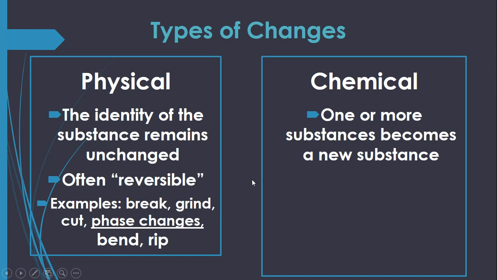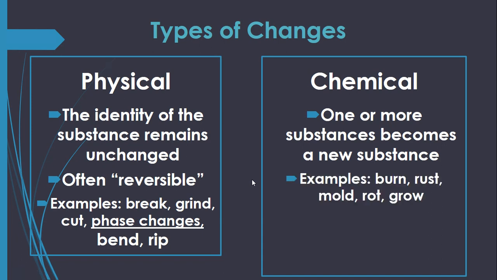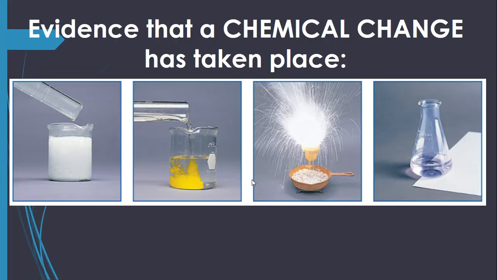All right. Chemical changes are when a substance becomes a new substance. Examples are burning, rusting, molding, rotting, growing. We also call it a chemical reaction. And the key here is you will know if a chemical reaction happens if one of these four things occurs.